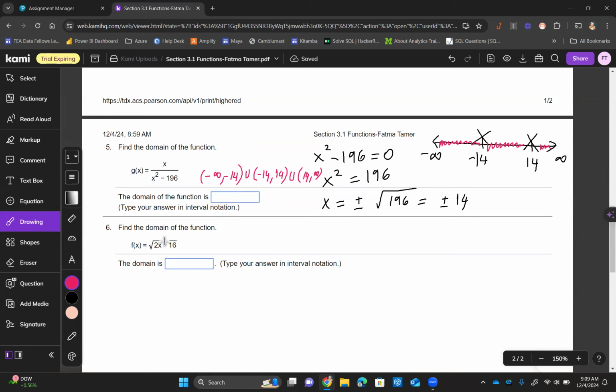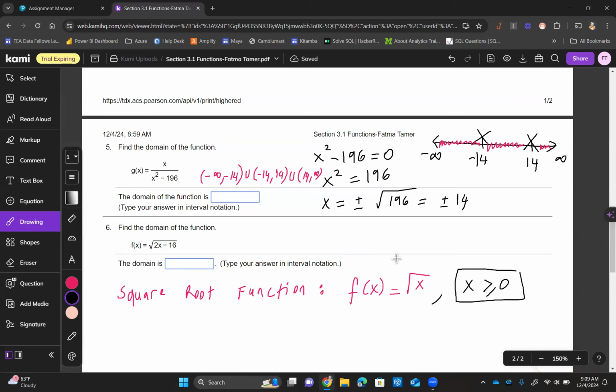The last question on this assignment is the domain for square root functions. So for square root functions, I want to just find their most simple parent function. The most simple parent function is the square root of x. And the rule for domain is whatever you have under the radical, and in this case we have x, the rule is x must always be greater than or equal to 0. This is the domain rule. Whatever you're taking the square root of, that must be greater than or equal to 0.